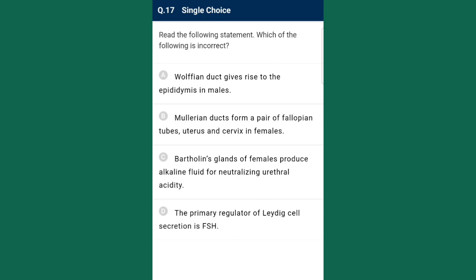Androgens like testosterone also play a major stimulatory role in the process of spermatogenesis and also give negative feedback, inhibiting the synthesis of gonadotropin releasing hormone and luteinizing hormone. So the answer for this question is option D. The primary regulator of Leydig cell secretion is FSH. So that is the incorrect one.